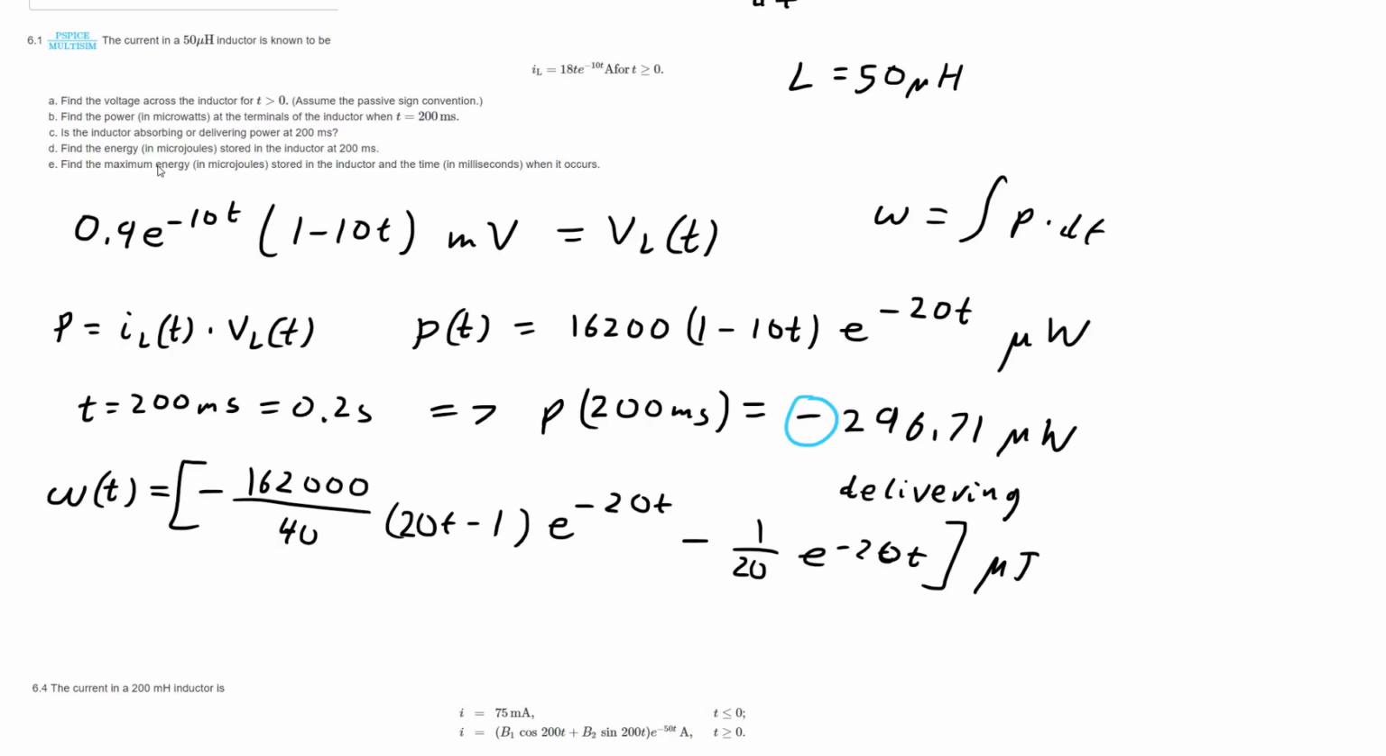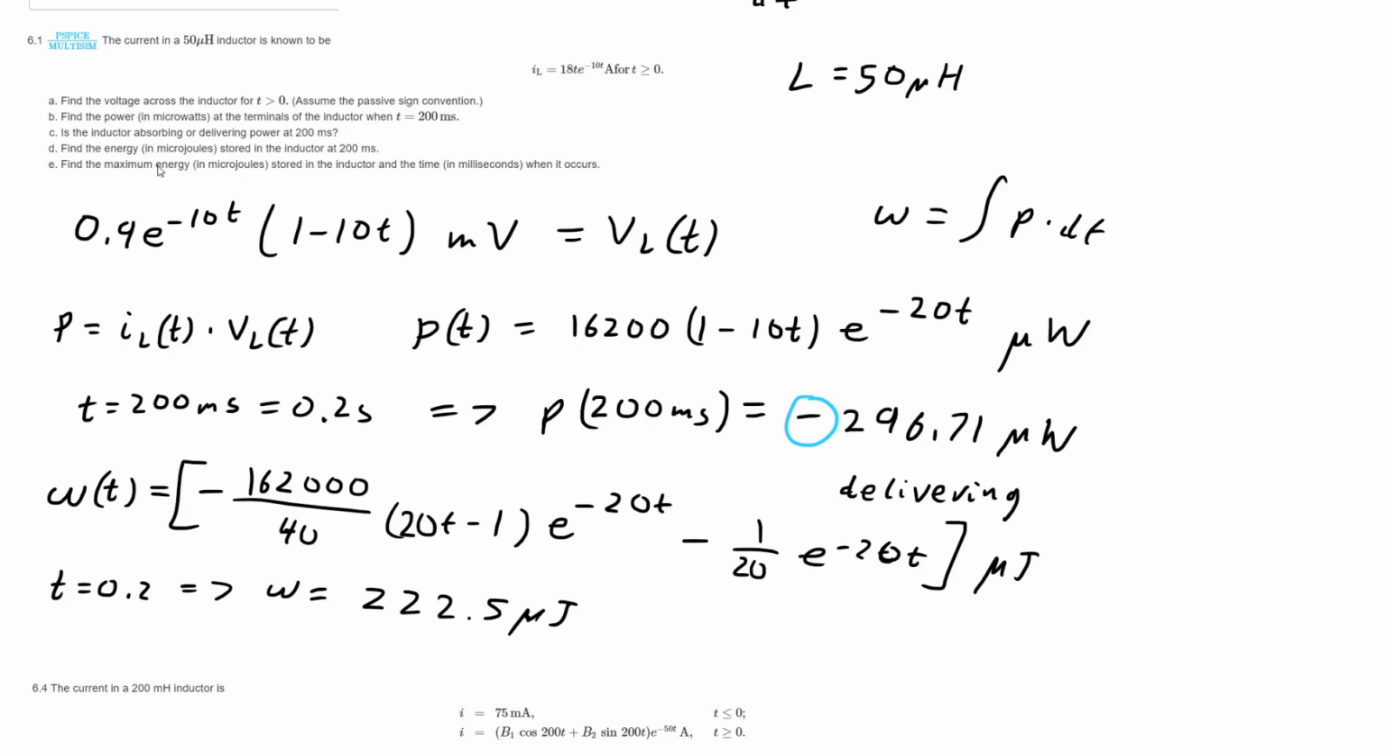So plugging in t equals 200 milliseconds, I got a work of 222.5 microjoules. The answer I got is negative, but it's asking for the energy stored in the inductor. So that just means it's basically got that much inside.